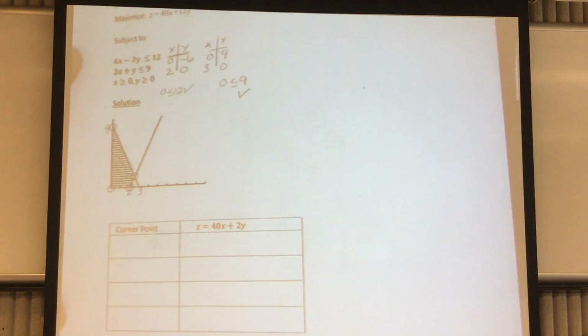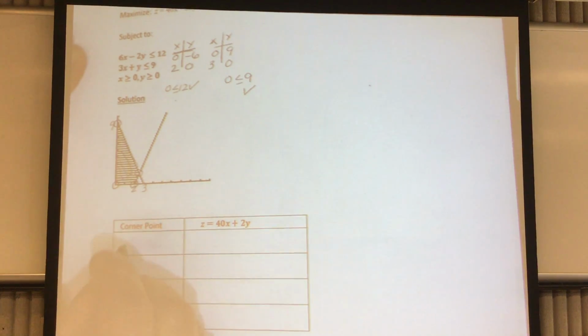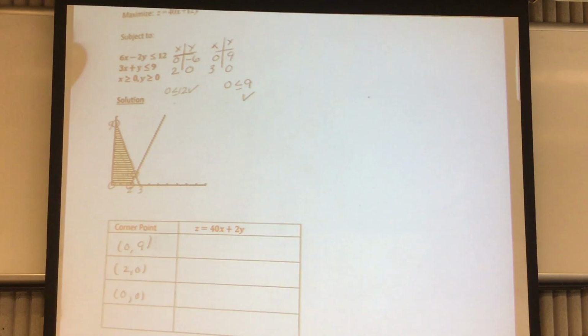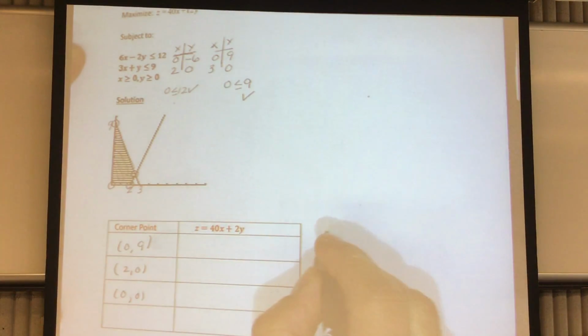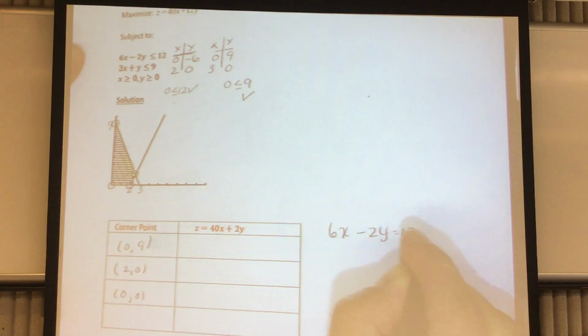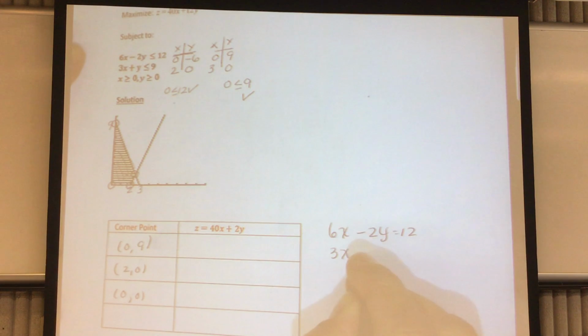So the 4 corner points, the first one is 0, 9. And then we have this corner point, which is 2, 0. We have 0, 0. And then we have this point of intersection. And that point of intersection I solved by the elimination method. So the elimination method, which is also the addition method, tells you that you want to cancel one of the variables. So here I want to cancel the y.